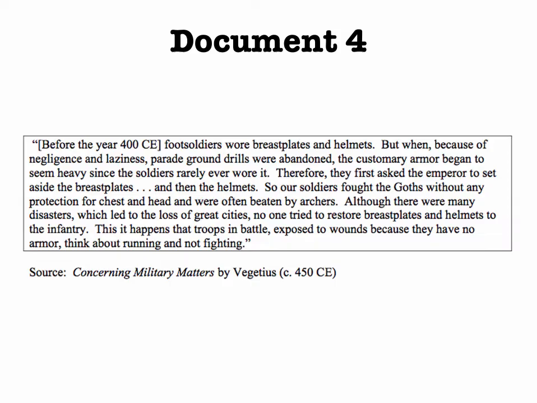Here's how it reads. Before the year 400, foot soldiers wore breastplates and helmets. But when, because of negligence and laziness, parade ground drills were abandoned, the customary armor began to seem heavy, since the soldiers rarely ever wore it. Therefore, they first asked the emperor to set aside the breastplates, and then the helmets. So our soldiers fought the Goths without any protection for chest and head, and were often beaten by archers. Although there were many disasters which led to the loss of great cities, no one tried to restore breastplates and helmets to the infantry. Thus it happens that troops in battle, exposed to wounds because they have no armor, think about running and not fighting.